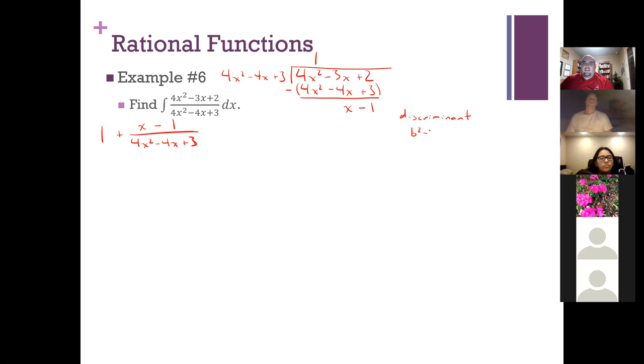So b squared minus 4ac equals 16 minus 4 times 4 times 3. So that is 16 minus 48. That's a negative number, which, bottom line, means that this quadratic doesn't factor and that it has no real roots. So this thing is as factored as it could be.